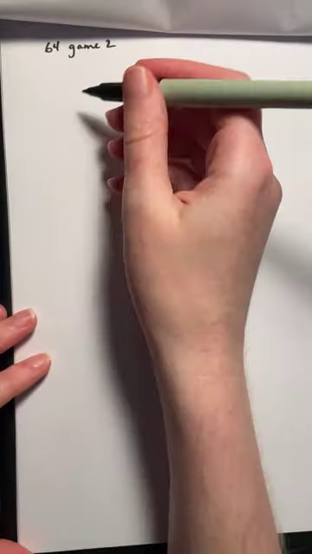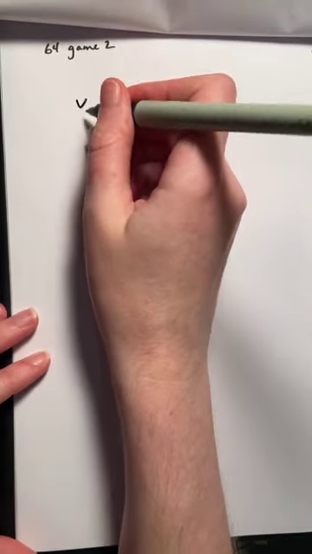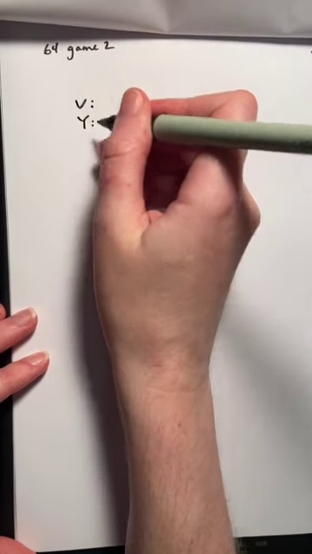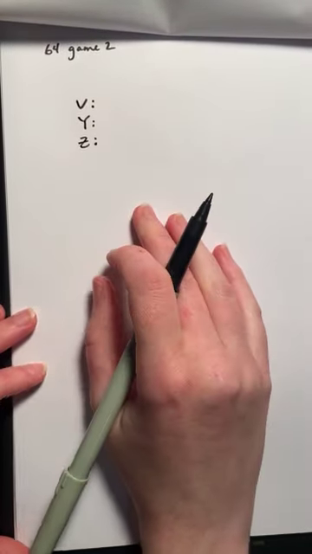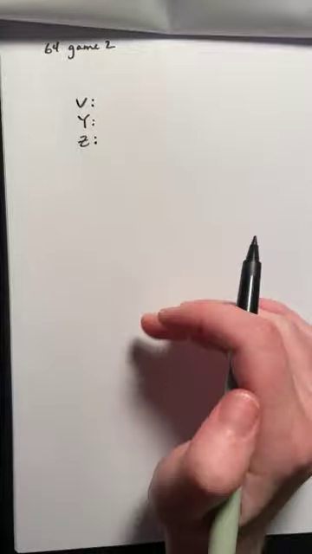Hi, so in this video I'm going to be demonstrating how to do 64 game 2. Just starting with the rules and the setup and explaining some of this conditional reasoning that we're going to see here. So a government needs to assign new ambassadors to Venezuela, Yemen, and Zambia. So we'll just represent those similar to how they do in the first question.